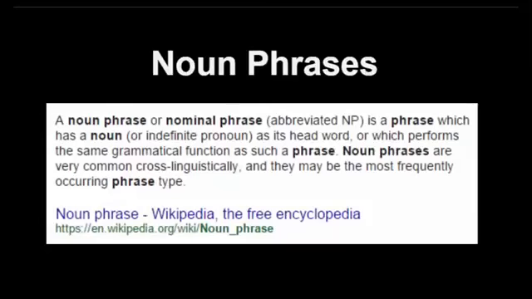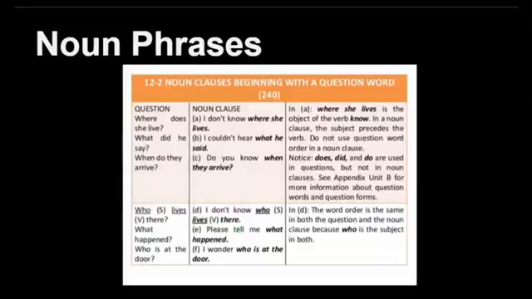Noun phrases have a noun in a phrase, and it's possible to use a WH question. We can have noun clauses beginning with question words, like where she lives. Now, as you can see, the direct question is where does she live? But we use a noun clause in an indirect question. I don't know where she lives. Where she lives is the object of the verb know.